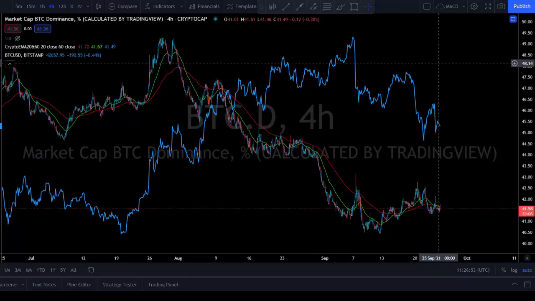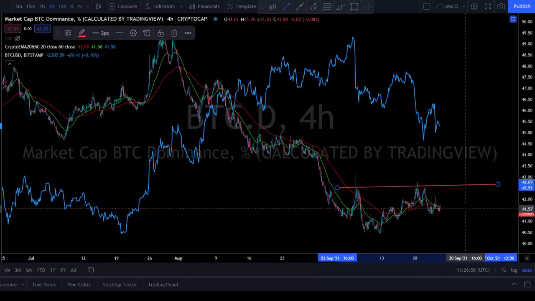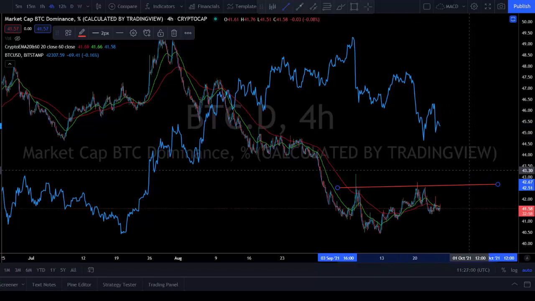So I know that if Bitcoin dominance does make its way back up above these levels, it's going to be a strong confirmation of a trend change in the alts.